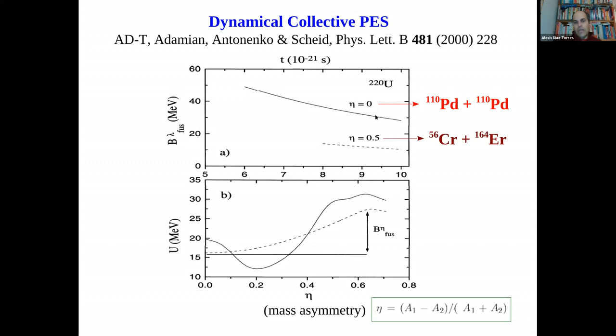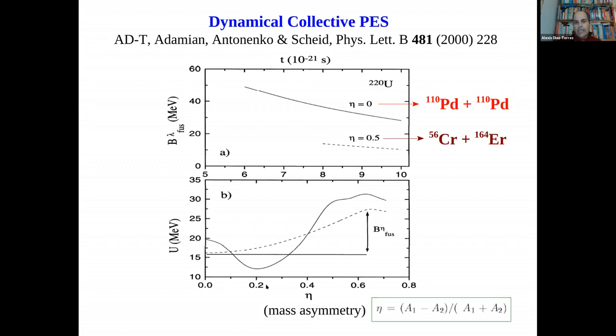This is what happens when the entrance channel is chromium and erbium. And these barriers are very large. These final values here are what happens when essentially no probability exists any longer in the pocket of the nucleus-nucleus interaction. So either the dinuclear system has decayed, or the system has fused. When I say has fused, it means that the compound nucleus, a spherical compound nucleus, has been formed.